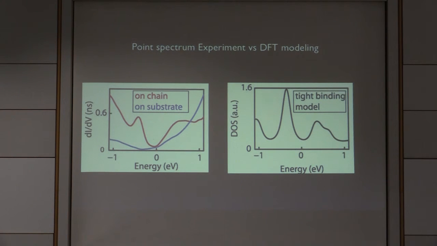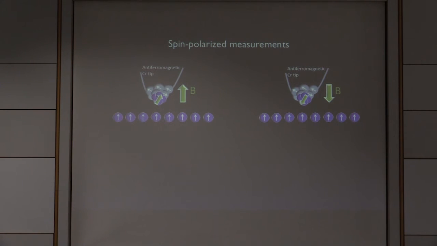So now when we have convinced ourselves, at least to some extent, that we know the structure of the chain, we wanted to get information on the spins, what the spins of the chains are doing, and for that we needed to do spin-polarized measurements. For these measurements, we used bulk chromium antiferromagnetic tips, which are likely to end up having some iron atoms on them when we did the actual measurement.